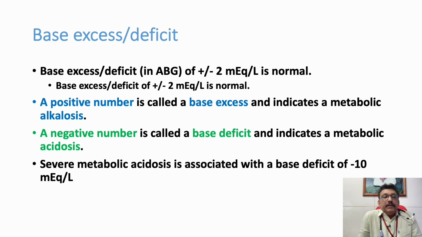Now base excess and base deficit, you can see in your ABG values. A base excess or base deficit of plus or minus 2 is normal. A positive number is called base excess, that indicates metabolic alkalosis. A negative number is called base deficit, that indicates metabolic acidosis. Severe metabolic acidosis is associated with a base deficit of more than minus 10. So severe metabolic acidosis can lead to a base deficit beyond minus 10.